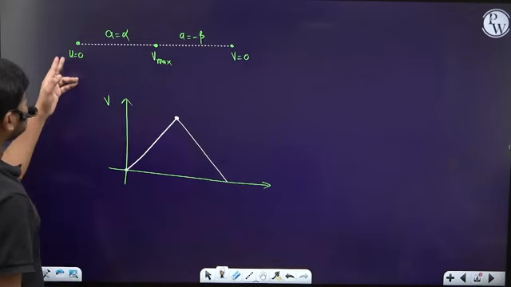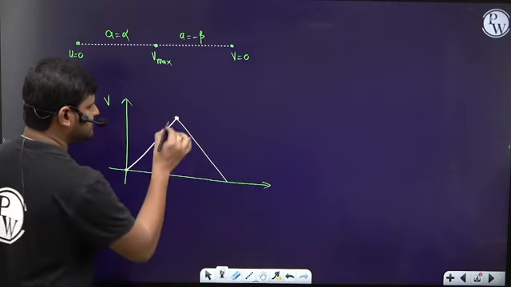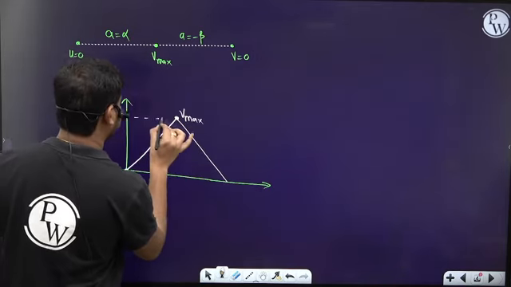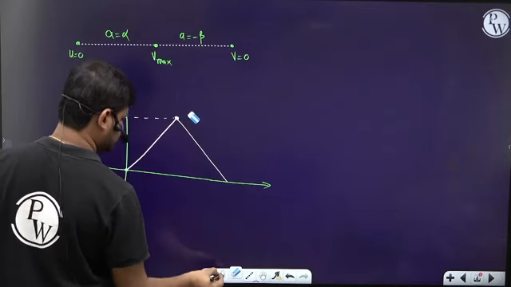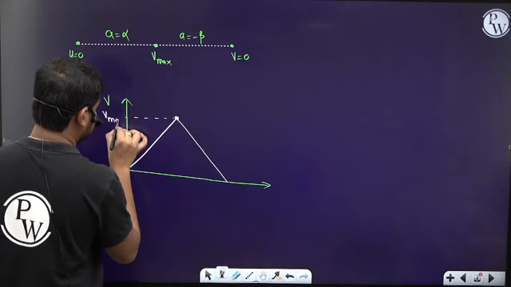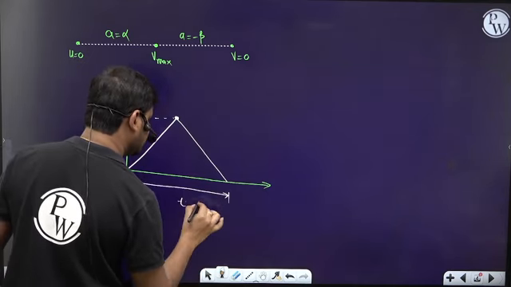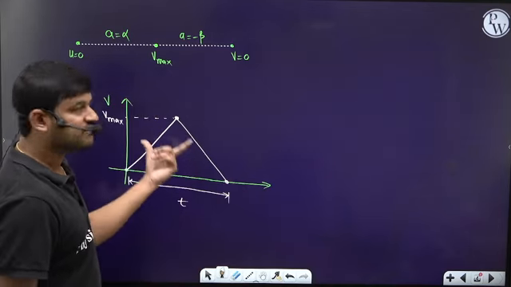See here, it started from rest. Then it accelerates and its velocity becomes maximum. At this point the velocity will be the maximum, so this is Vmax. Let me write it here better: this is Vmax, and this is the total time taken by the body from here to here. Finally it comes to rest. So this is the graph of this situation.